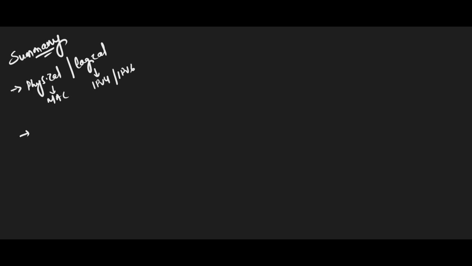The summary of the previous lectures was: we started with the physical address and logical address. The physical address refers to the MAC address. The logical address is basically the IPv4 address or IPv6 address. Then we covered what private addressing and public addressing are, which belong to IPv4.